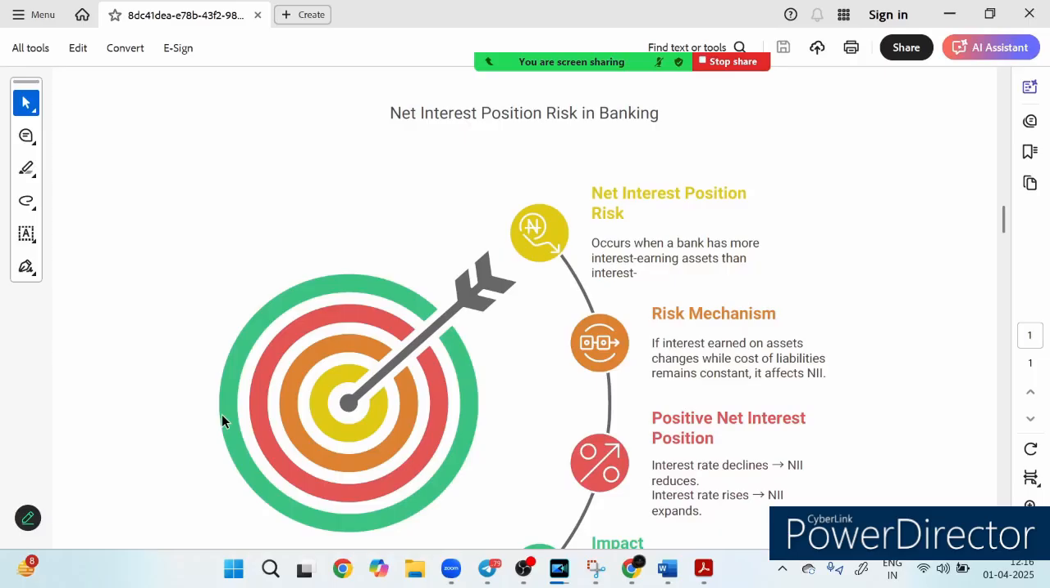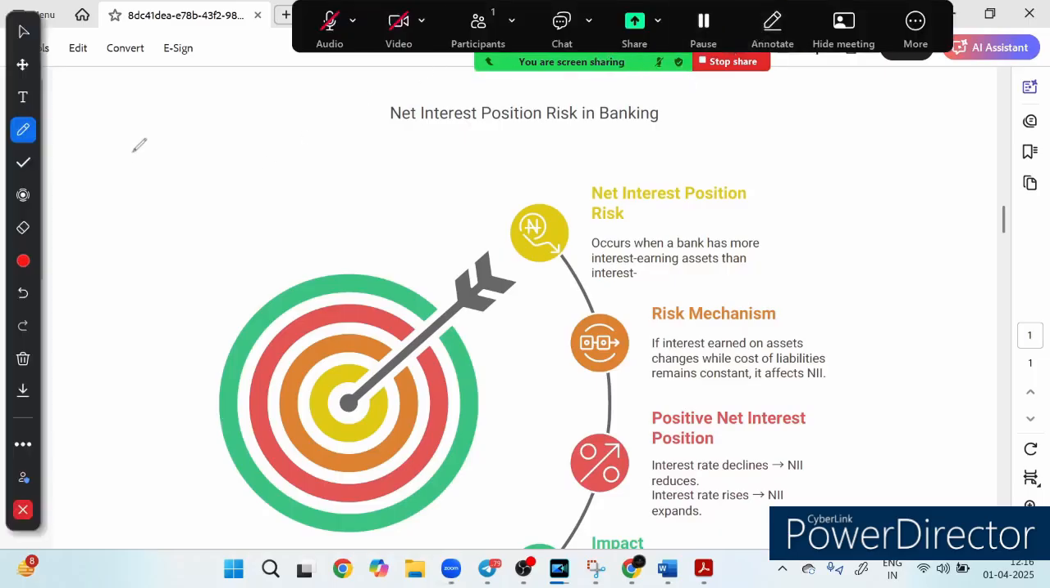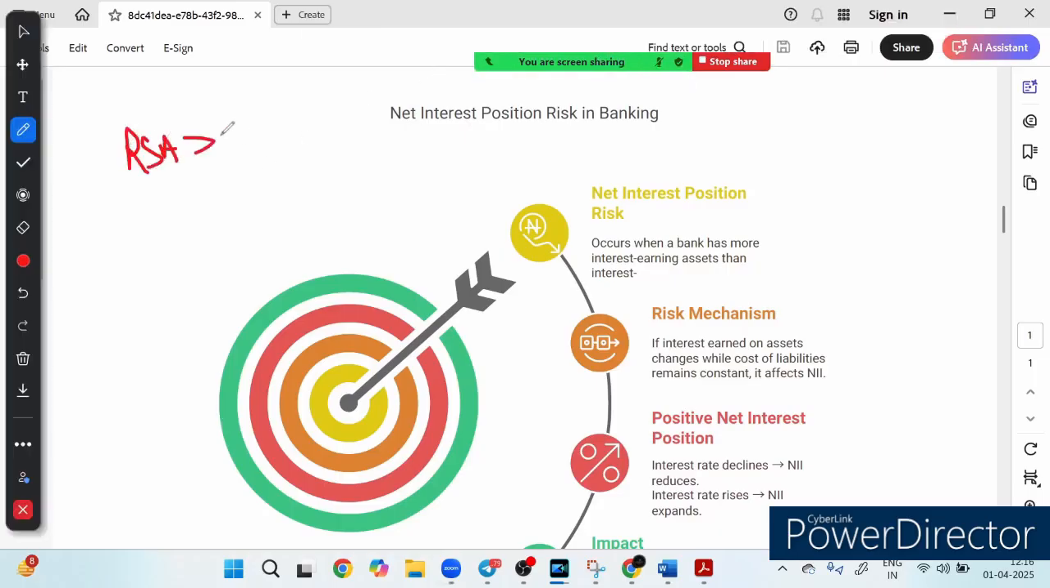So when a bank has more interest earning assets than liabilities, suppose the bank's rate sensitive assets or interest earning assets are more than RSL, what will happen? It will face net interest position risk, right? But why does it matter? Because if the interest rate on assets changes but liabilities remain constant, it affects the bank's earnings. So remember, it only happens when the bank has more interest earning assets than interest bearing liabilities, right? That is the point.